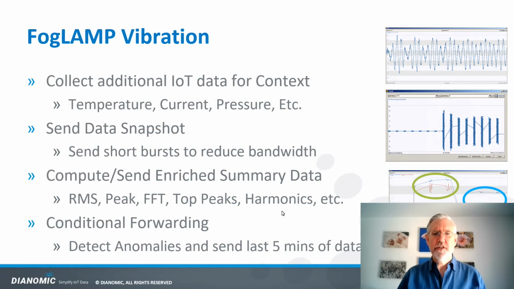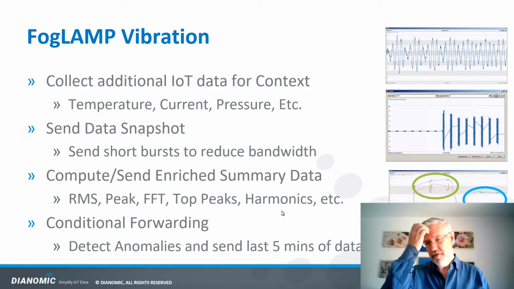FogLAMP is really good at processing vibration data. So you can collect data and see it in context with other data. You can send snapshots. You can do various enriching of the data. And you can do conditional forwarding where you only detect anomalies and send the last 5 minutes of data to conserve bandwidth. You can do machine learning.